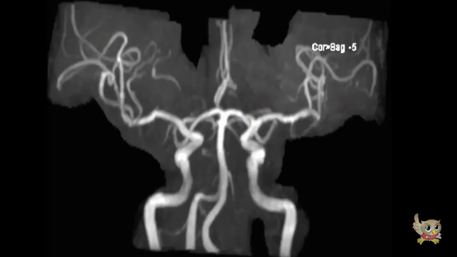On the other hand, the posterior circulation starts with the two vertebral arteries. They join at the level of the pontomedullary junction and form the big basilar artery. The basilar artery bifurcates as the posterior cerebral artery at the level of the pontomesencephalic junction.